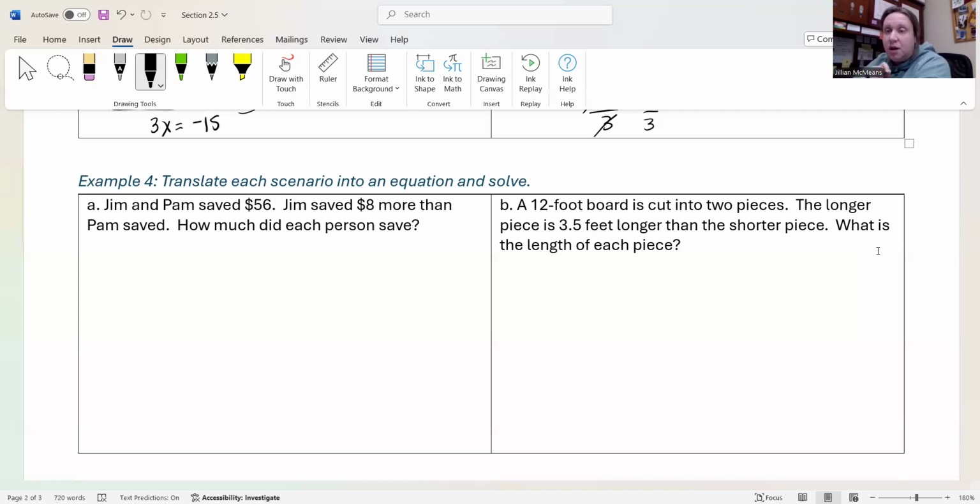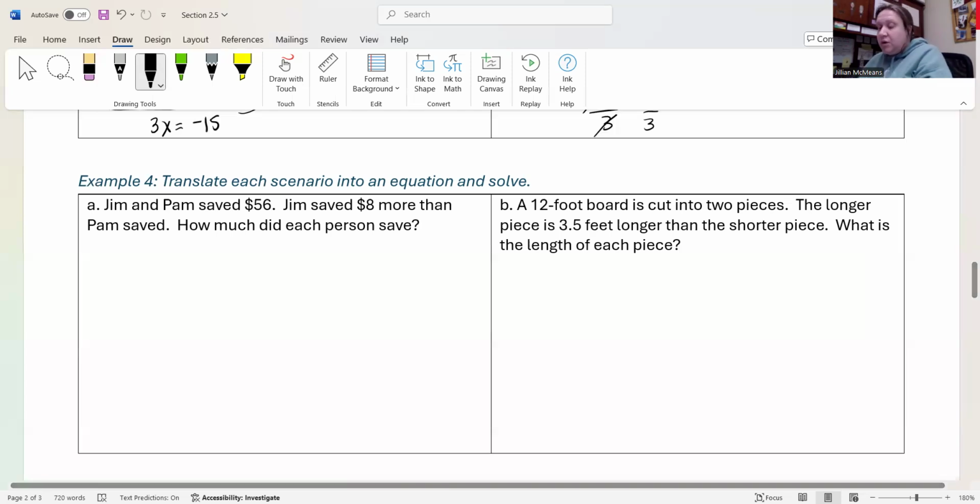Now, here's the issue. A lot of you are bright, you can think, you're awesome, okay? You can sort of play around with numbers and tell how much Jim and Pam each saved so that they saved a total of $56 where Jim saved $8 more than Pam. The issue is you're in an algebra class. I'm not interested in you magicking the answer out of thin air. I want to see your algebra. Okay, so you need to get used to showing the algebra, even for an easy example like this, where you can just sort of play around for a minute or two and figure out the answer. We still want to see the algebra.